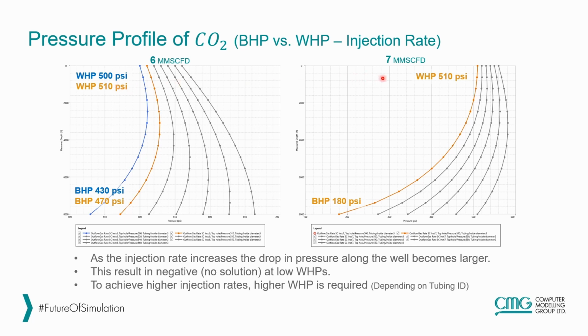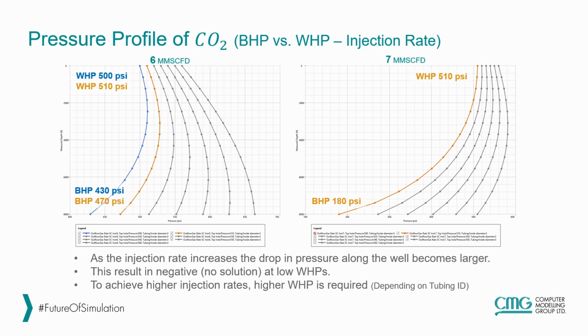Now if we increase the injection rate to 7 million cubic feet per day, first, the blue curve is gone. We don't see the blue curve anymore. And the orange curve, the injection pressure of 510 psi, now shows even less bottom hole pressure. So this means that as we increase the injection rate, the drop in pressure along the well becomes larger.